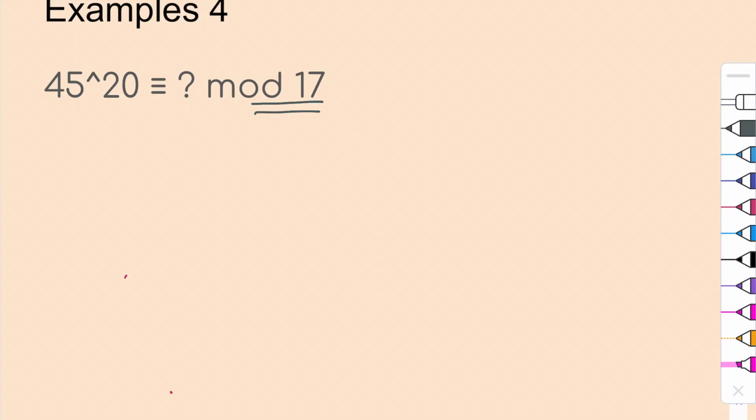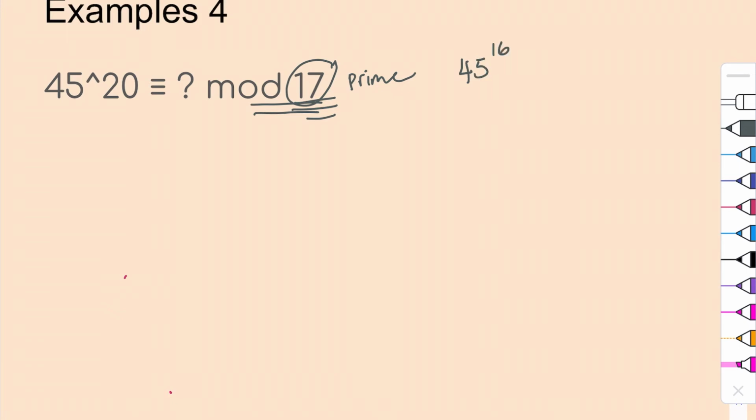So now let's move on to example 4. 45 to the 20 is equivalent to what number in mod 17? So in this case, we can use Fermat's theorem again, since this number is a prime number. So first, let's write it out that 45 to the 16 power is going to be equivalent to 1 mod 17.